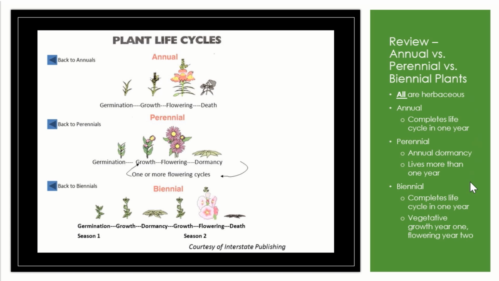And a biennial completes its life cycle in 2 years. However, vegetative growth happens in the first year, and then flowering happens in the second year. In this slideshow, I've included a diagram of the life cycles of an annual, a perennial, and a biennial. This will help you understand better how their life cycles work.